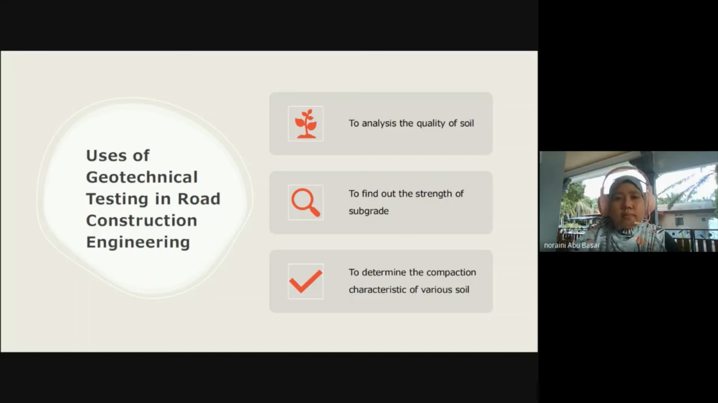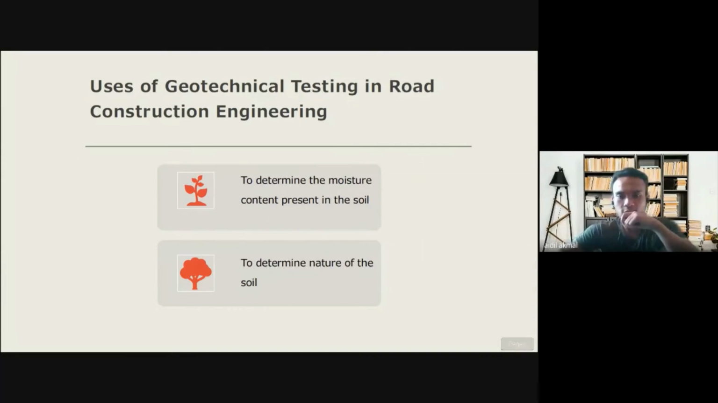Next, I will continue from Noraini. Another use of geotechnical testing in road construction engineering is to determine the moisture content present in the soil. Moisture content measurement is mainly used to perform weight-volume calculations in soils. Also, moisture content is a measure of the shrink-swell and strength characteristics of clay soil, which is important in road construction engineering. Next is to determine the nature of the soil, or soil quality.